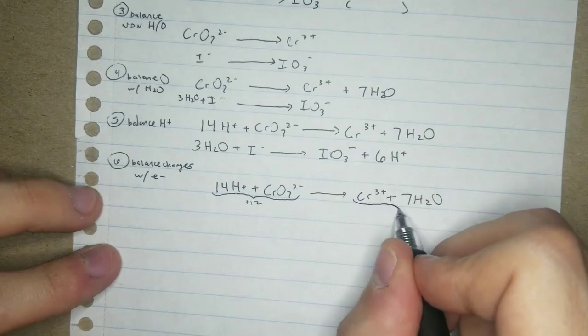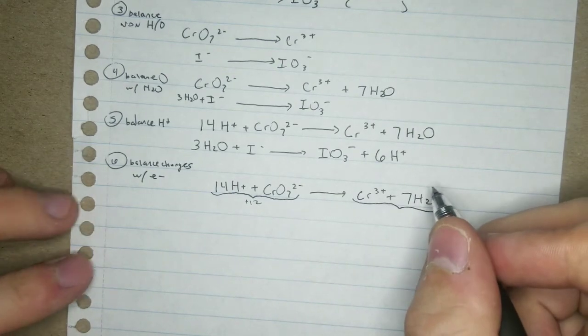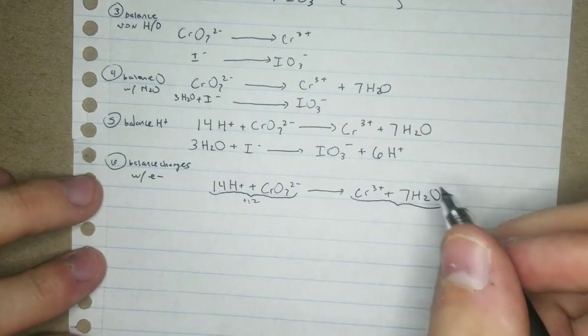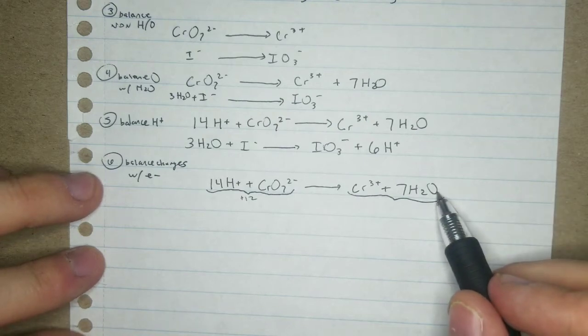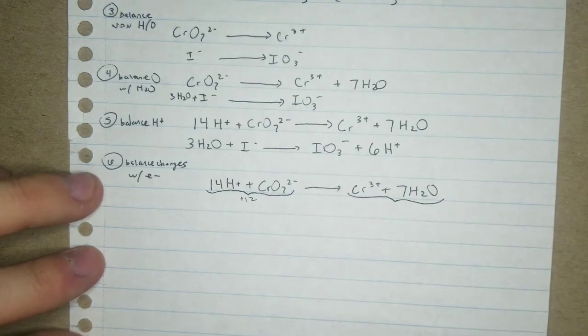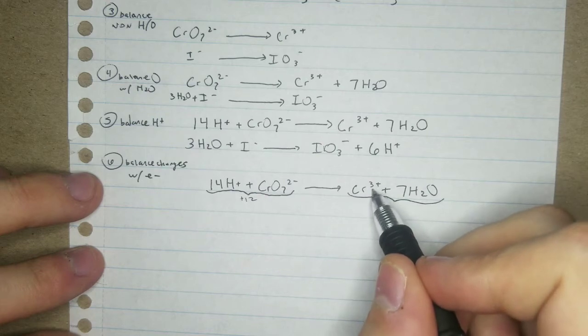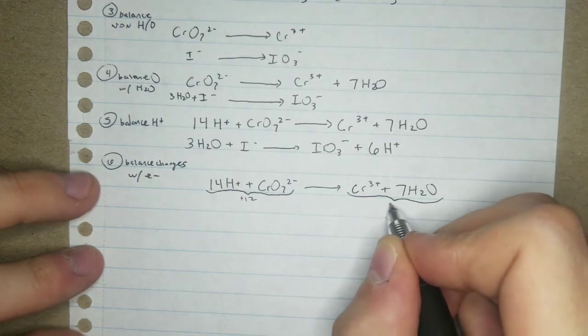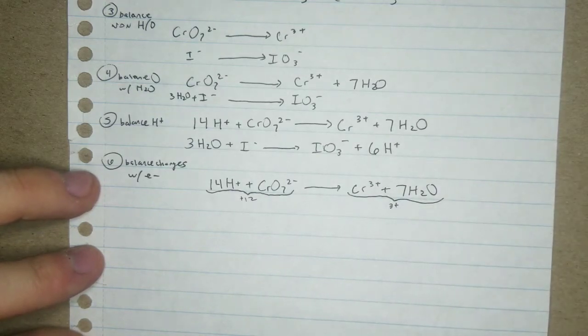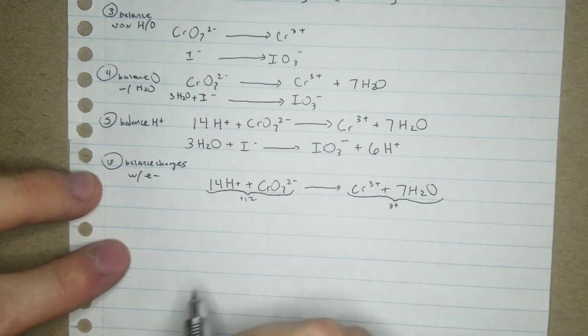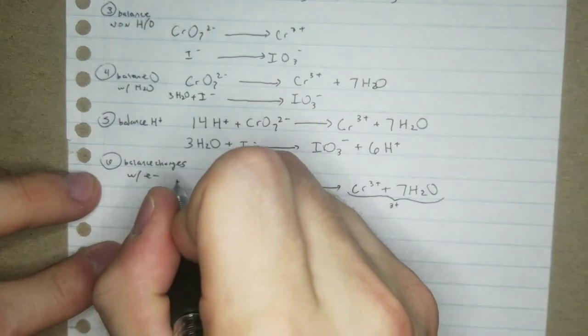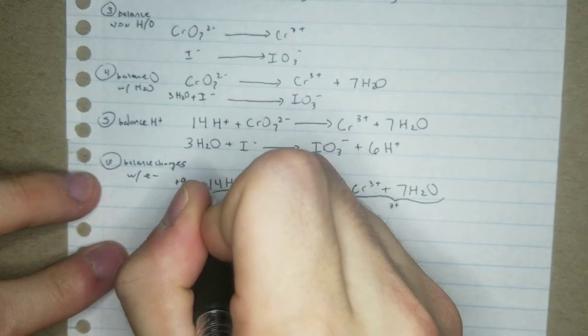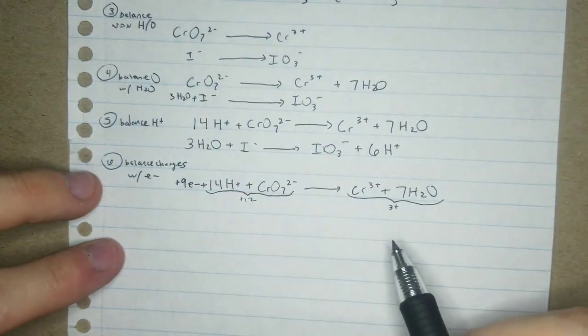Then for this side, as I said in the last video, H2O usually has a net charge of 0 because it's going to be a minus 2 here and a plus 1 here. Then we have the Cr3+ here. So this whole side is a 3 plus, which means we're 9 apart. So in order to balance this, we're going to have to add 9 electrons to this side to get this down to a 3.